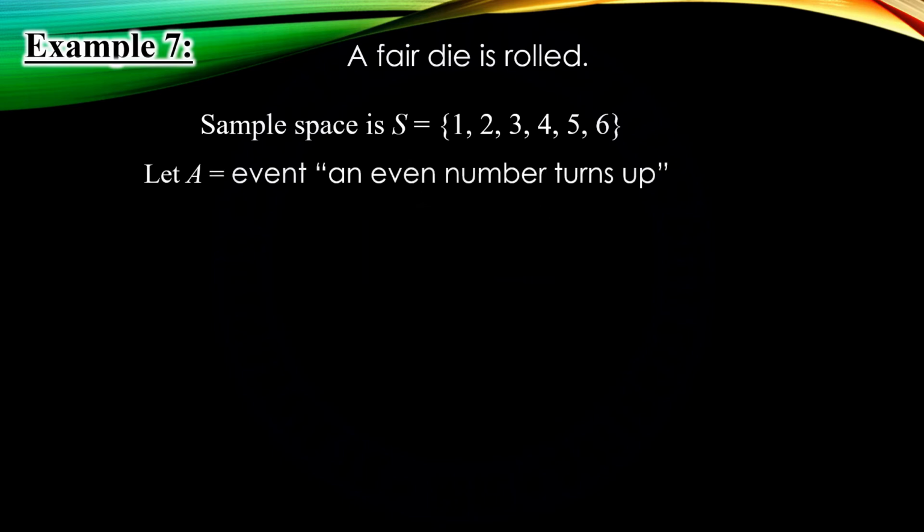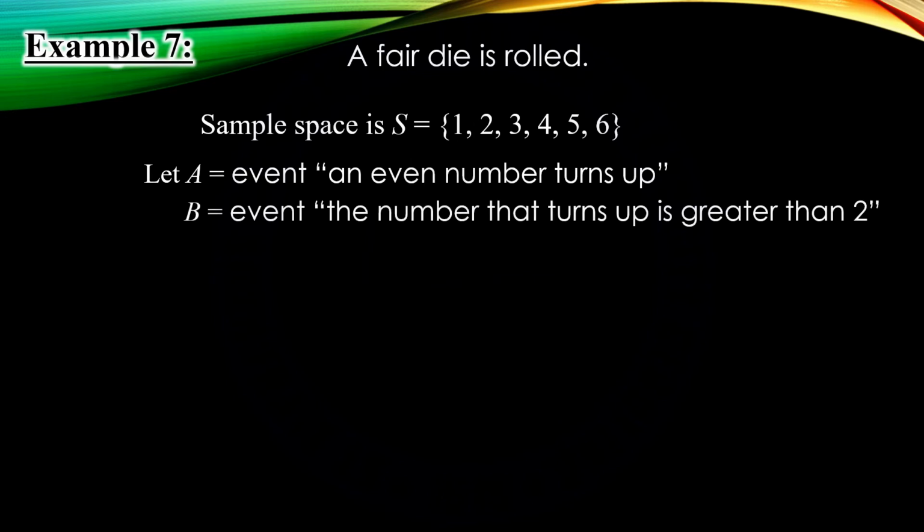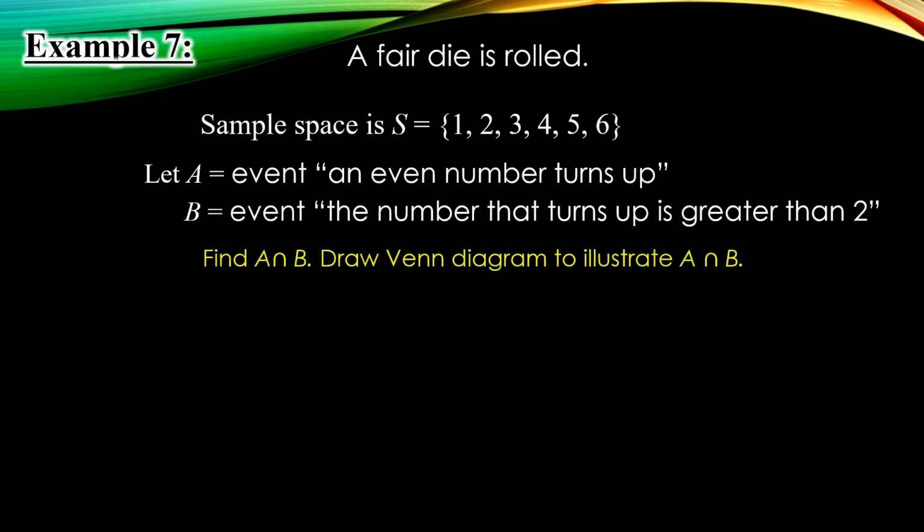Example number 7. A fair die is rolled. The sample space contains 1, 2, 3, 4, 5, and 6. Let A be the event an even number turns up. Let B be the event the number that turns up is greater than 2. So, find the elements of A intersection B and draw the Venn diagram to illustrate A intersection B.